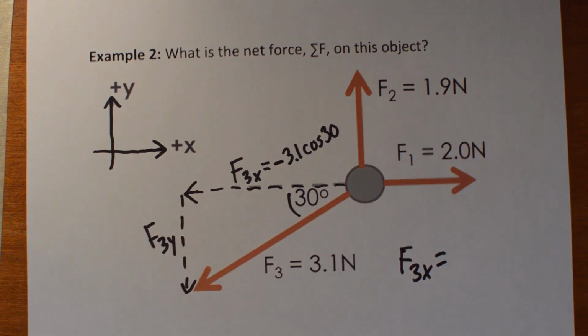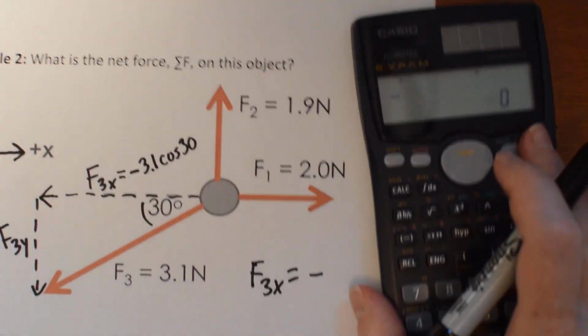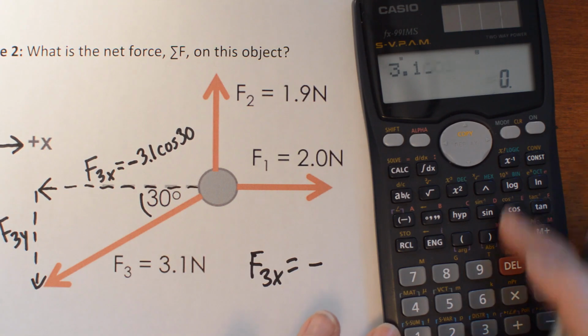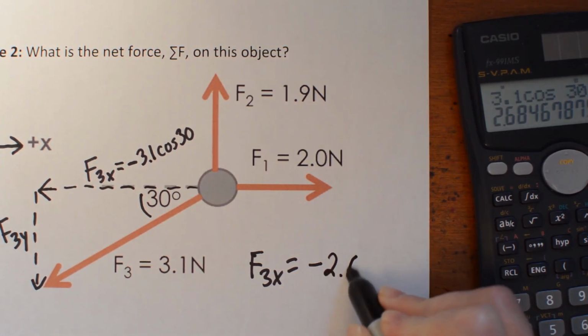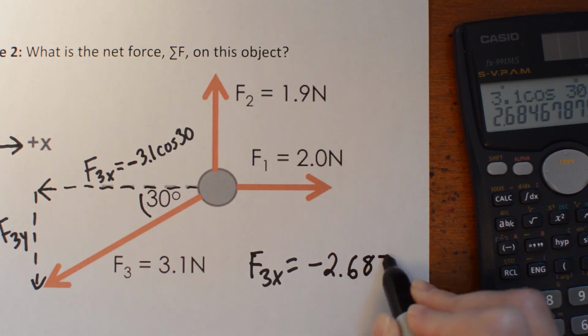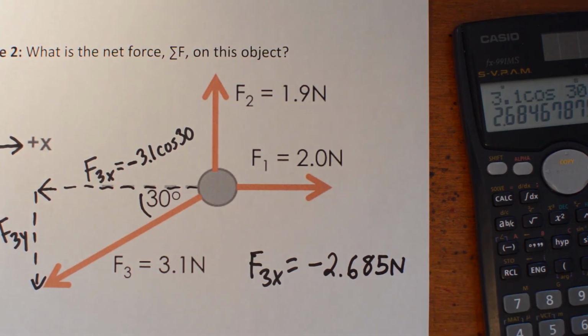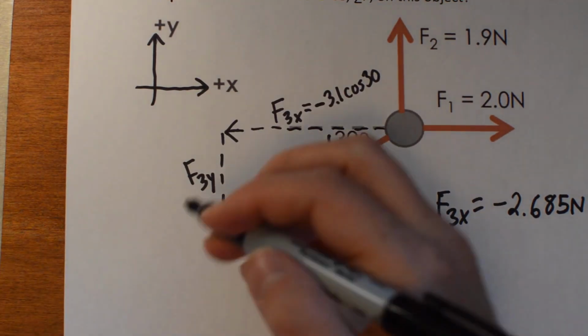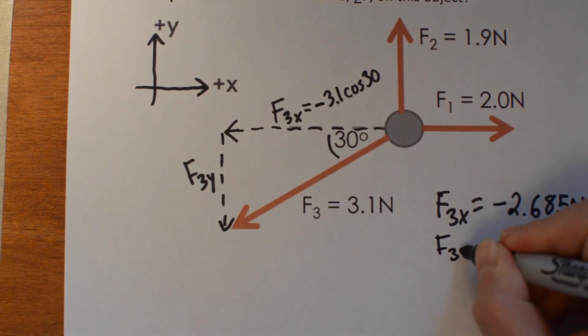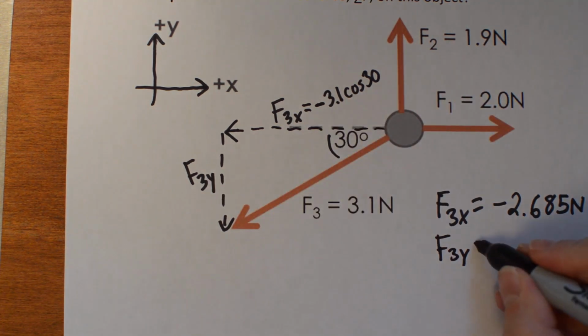F3x is going to be negative 3.1 cos of 30, which is 2.685. Just keep a few decimals for now. We'll round at the end. That's probably fine.